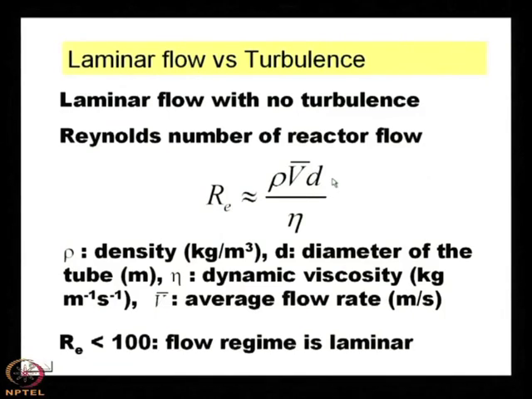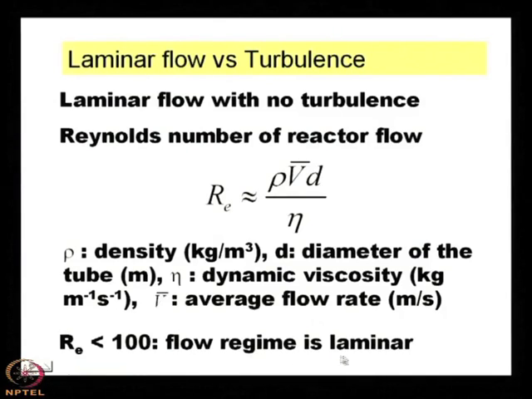So, you have to work out with V bar and d to obtain Re, which will be less than 100. Because if Re is less than 100, that is a thumb rule. It can be 97, it can be 120, but normally if it is less than 100, the flow regime will be laminar, it will not be turbulence. If Re is greater than 100, then it will be turbulence.